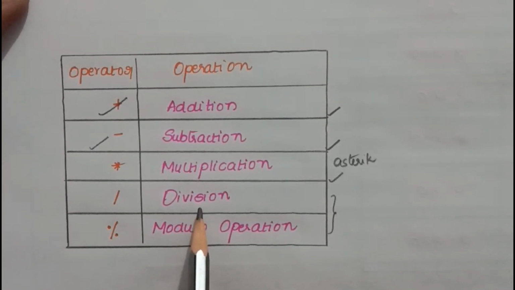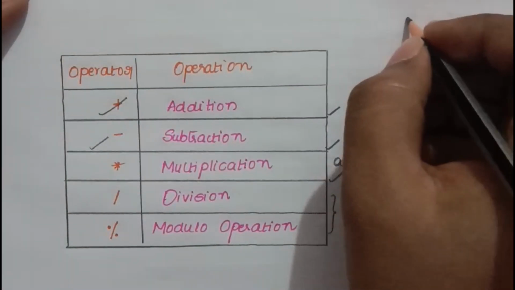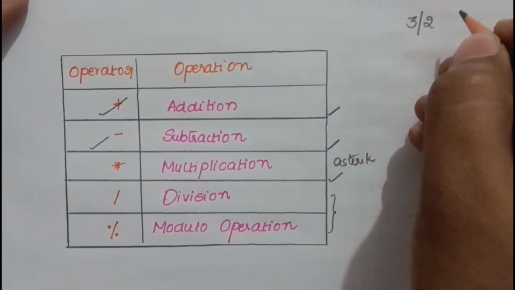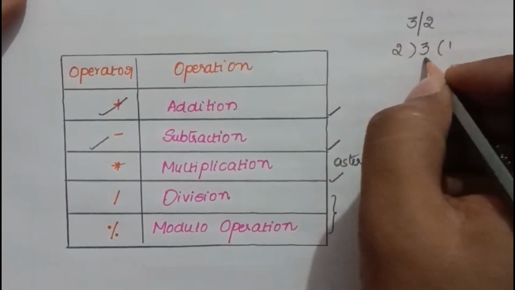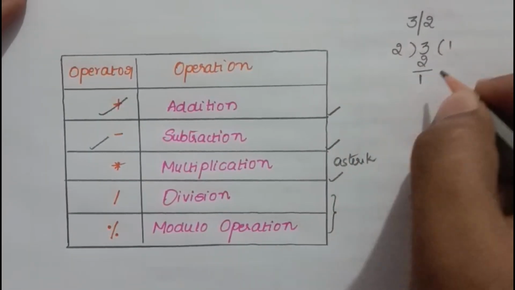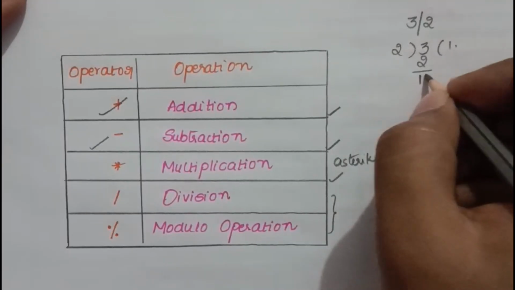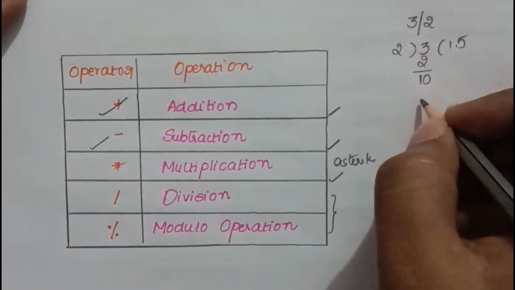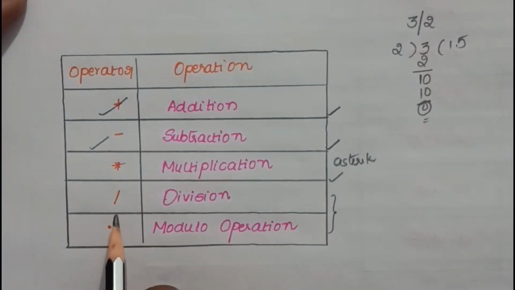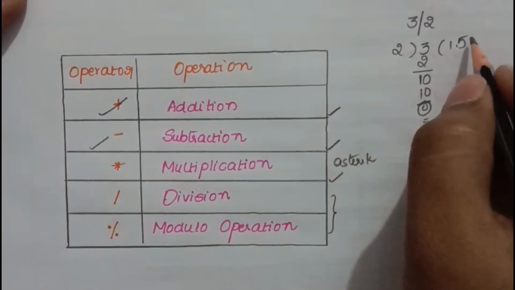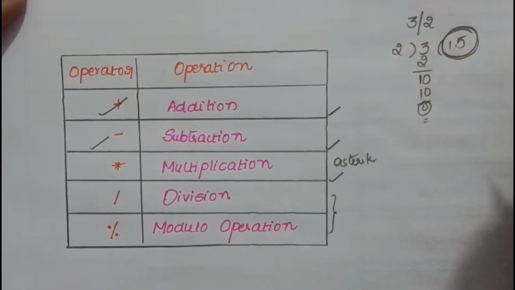Division operator. In math, if we say 3 divided by 2, what will be the value? 3, we will divide it with 2, 2 ones 2, 1 will be the remainder. Again we put the decimal point, 2 5s 10, 0. So what the division operator does is it returns the quotient.